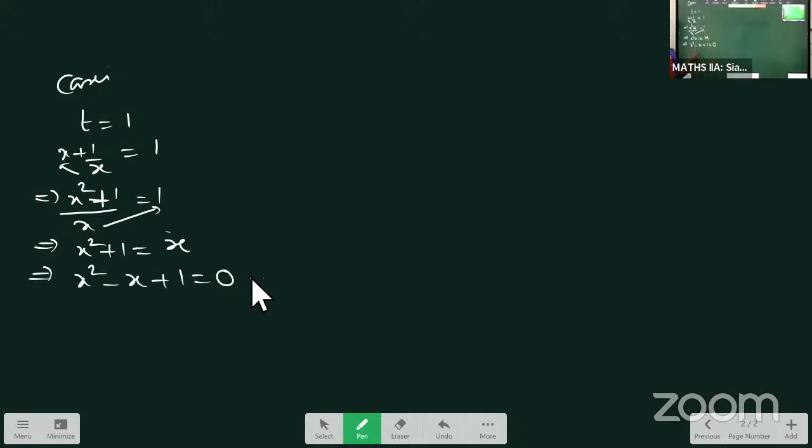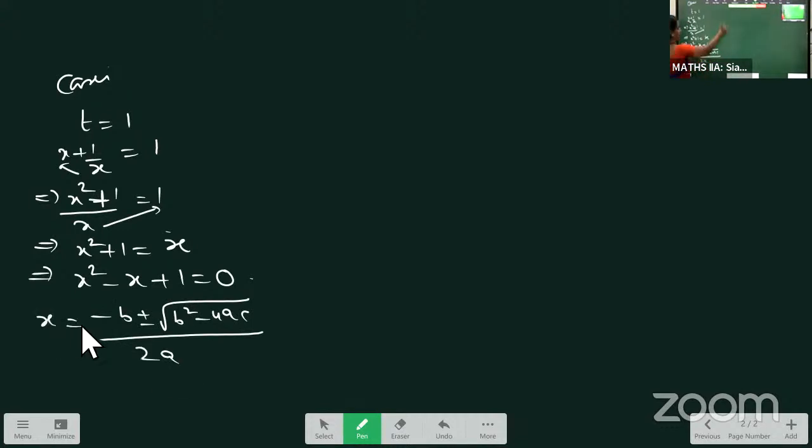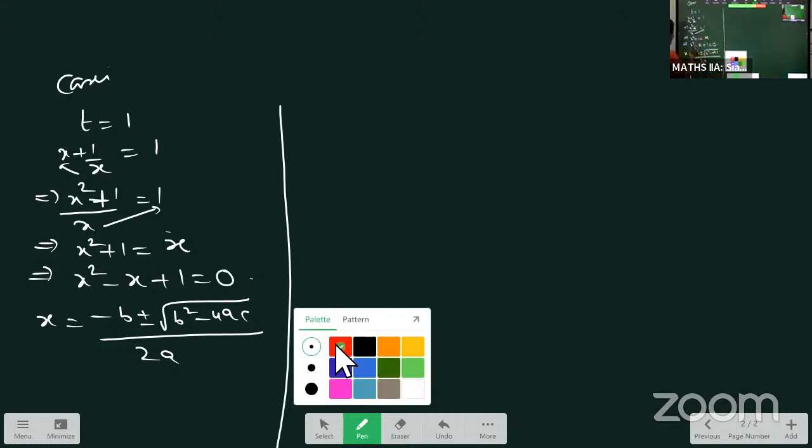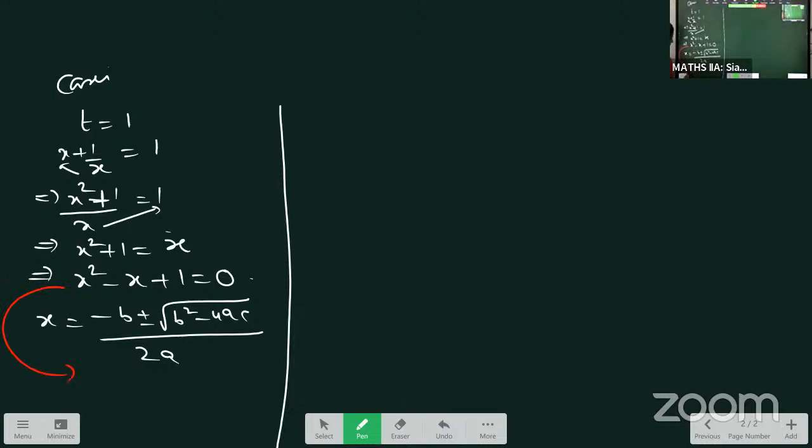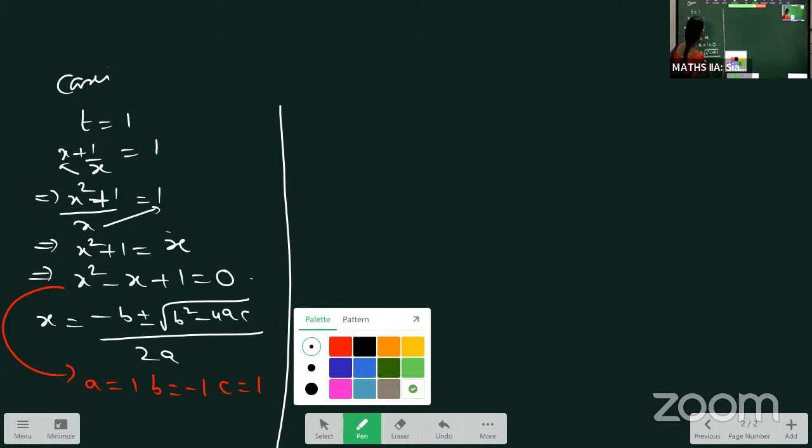We cannot factorize this one, so we should go for the formula minus b plus or minus under root b square minus 4ac by 2a. This gives us the x values. Then what is a, what is b, what is c here? From this one, a is nothing but the x square coefficient, that is 1. b is nothing but minus 1 and c is nothing but 1. Substitute in this one, then we'll get the two roots here.